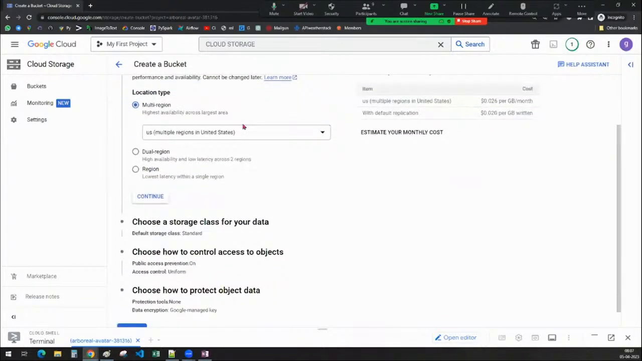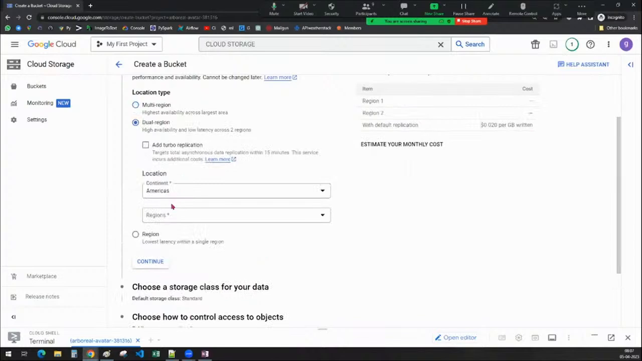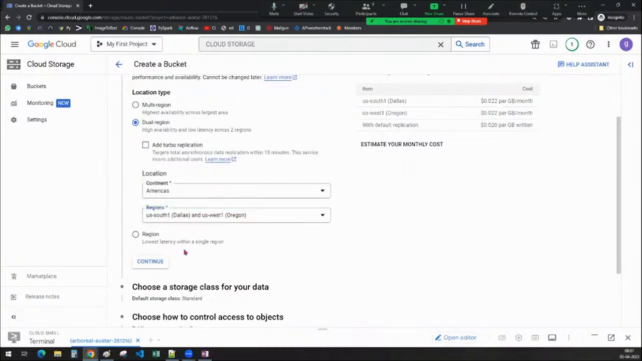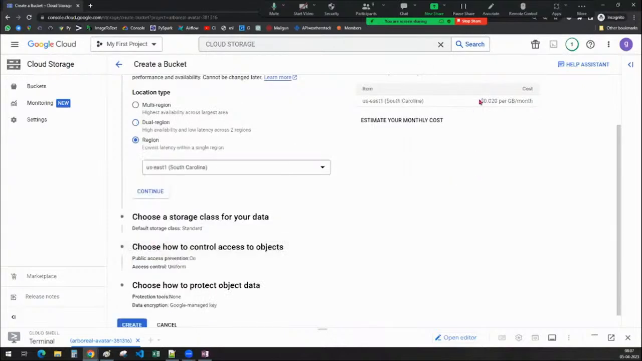Now if I select a multi-region, the cost will be shown here, guys. And if I select a dual region, I will select 2 regions, and the cost will be like this. And if I select a multi-region, the cost will be a little less. There is no replication cost here. So this is how it works.